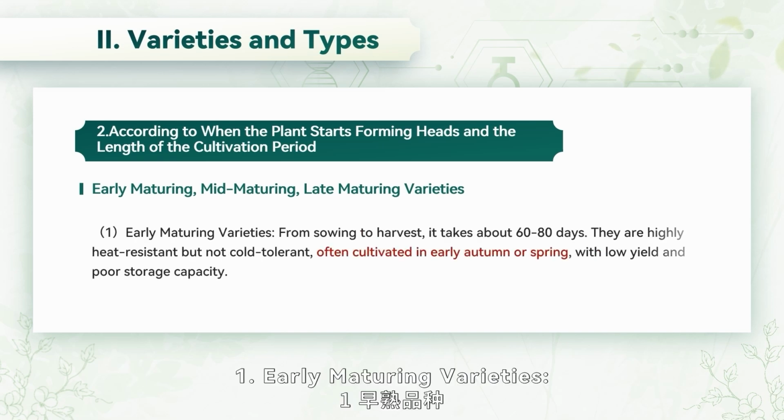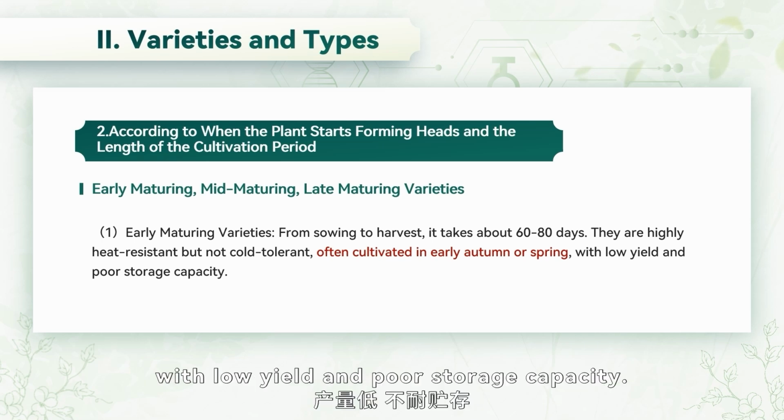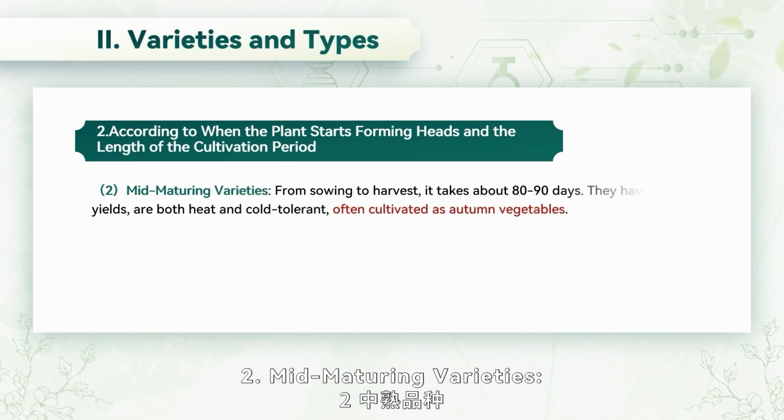1. Early maturing varieties. From sowing to harvest, it takes about 60 to 80 days. They are highly heat resistant but not cold tolerant, often cultivated in early autumn or spring, with low yield and poor storage capacity.